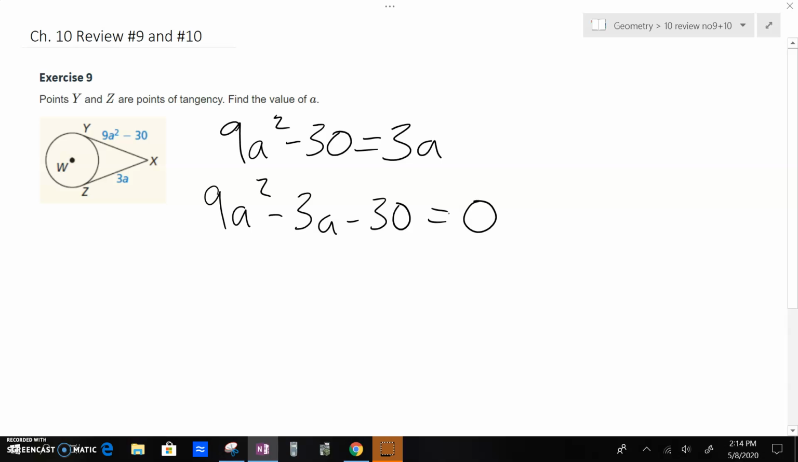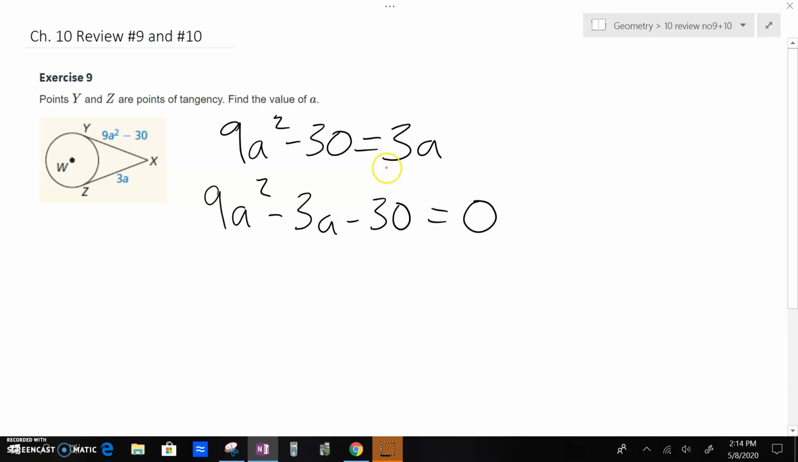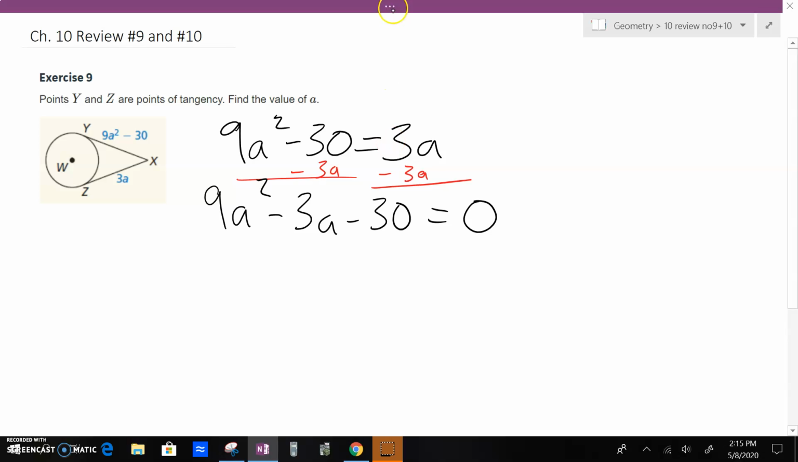So again, what I did there, and I can even write it here, I'll use a different color pen, is subtract 3a from both sides. And when you do that on the right-hand side, it's pretty clear 3a minus 3a is going to get you 0. Then on the left, I just put it in order. So I did 9a squared, I inserted the minus 3a in the middle, and then I've got minus 30.